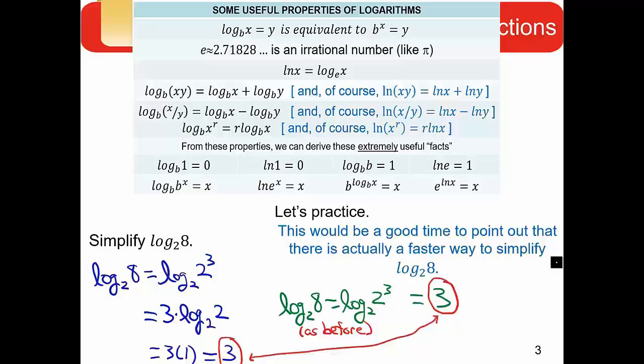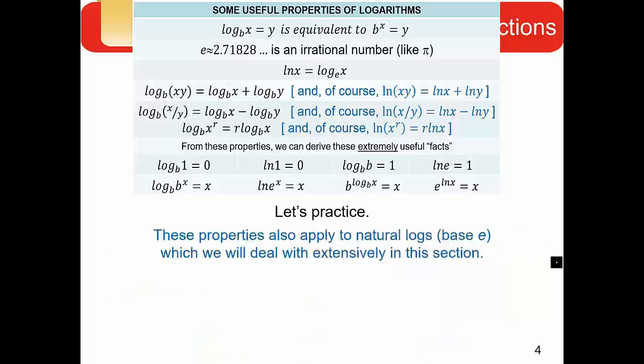And that happens in a lot of cases, that sometimes you can get to the same result in different ways. The first way is a really useful strategy for us later on doing derivatives. The second way is actually the fastest way to answer this particular problem. And keep in mind, the natural logarithm is just a log with base e. So anything we say about base b also applies to natural logarithms because e is just a particular b.